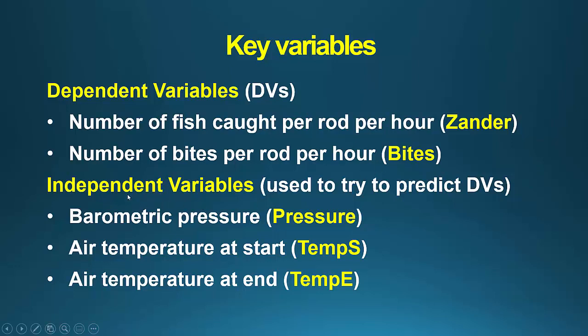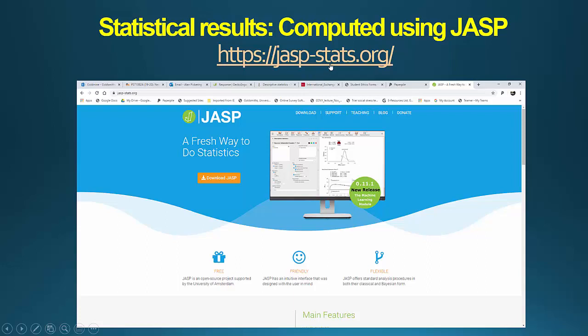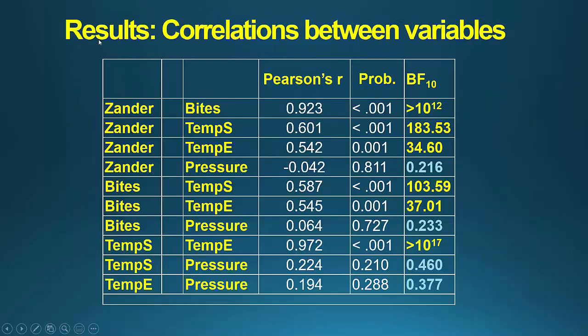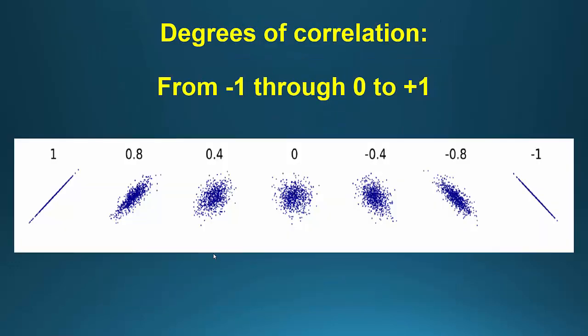And these are the variables I use to try to predict the DVs: the barometric pressure, the air temperature at the start of the session. I didn't have a water thermometer, so it's air temperature at the end of the session. So the statistical results here are mostly computed using the excellent free software called JASP. That's the link where you can get it and download it for free. And here are the results, some simple correlations between the variables.